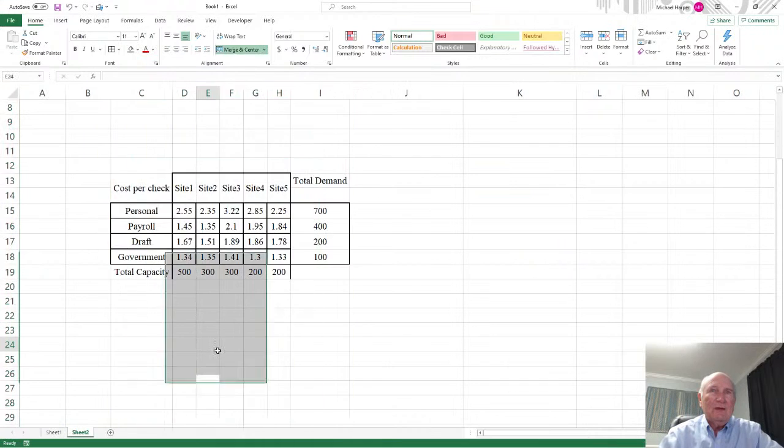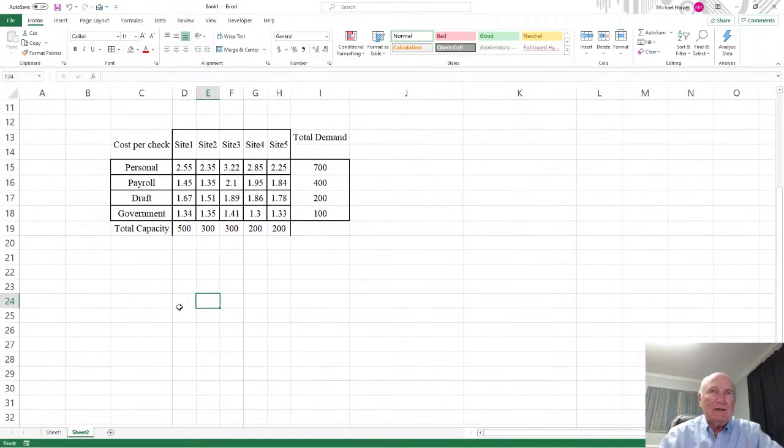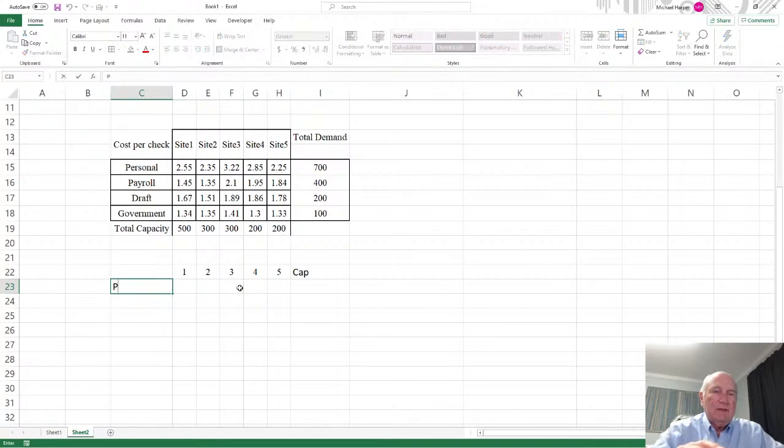Okay, now we're going to take the same idea down here with 1, 2, 3, 4, 5 with a capacity, and this is P, D, and G with, well, that's our capacity down here. Wow.